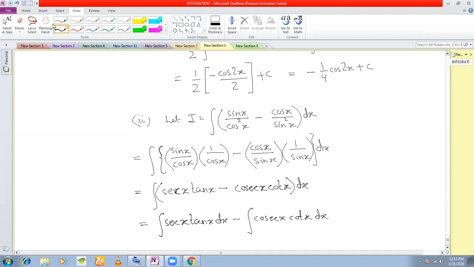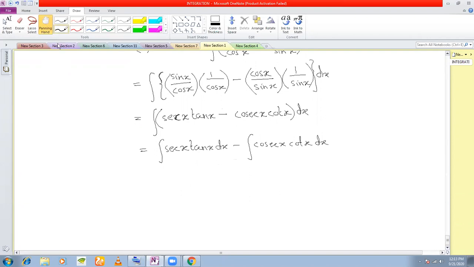So what is the integration of sec x tan x? It is nothing but sec x, standard result. And what is the integration of cosec x cot x? It is minus cosec x plus c. So your answer is sec x plus cosec x plus c, where c is a constant of integration.